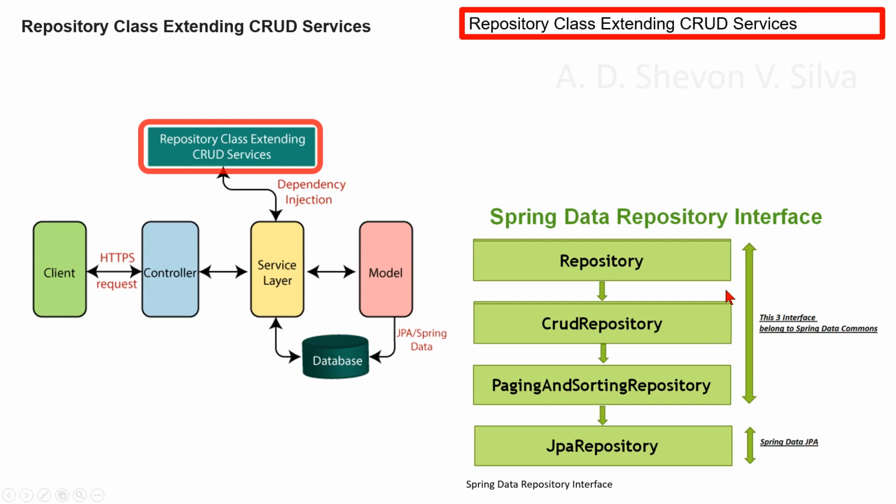Here the interface Repository is the central repository marker interface. It captures the domain type to manage as well as the domain type's ID type. Its general purpose is to hold type information as well as being able to discover interfaces that extend this one during classpath scanning for easy Spring Bean creation. This is in the package org.springframework.data.repository.